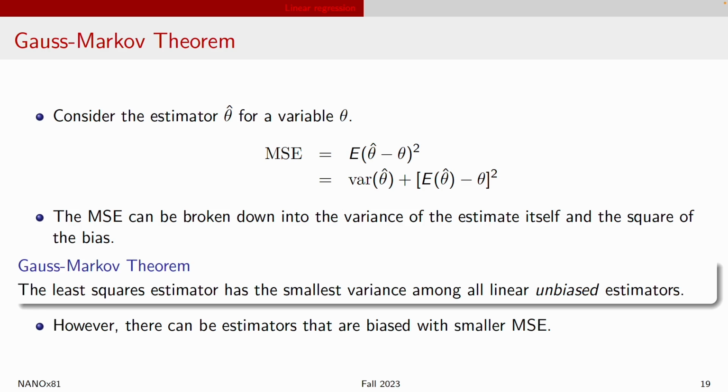So in other words, if you want your estimator to be an unbiased one, then the least square solution is basically the best thing that you can do, okay? So that's the best solution in terms of your minimum sum of mean square error.